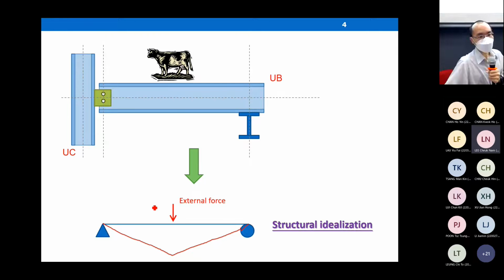What kind of boundary conditions do we have? What kind of support conditions do we have? Normally, we have pin support, we have roller support, we have fixed end, right? We normally play with these three support conditions. For loading, we may have UDL, we may have point force, or other distributions.